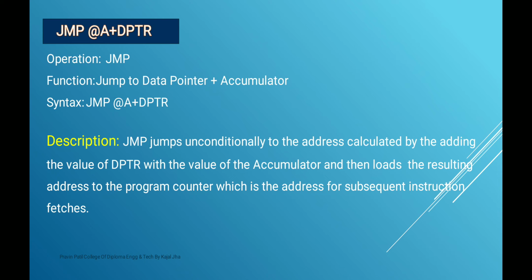After that, JMP @A+DPTR. Operation: jump. Function: jump to data pointer plus accumulator. Syntax: JMP @A+DPTR. JMP jumps unconditionally to the address calculated by adding the value of DPTR with the value of the accumulator, and then loads the resulting address to the program counter, which is the address for subsequent instruction fetch.